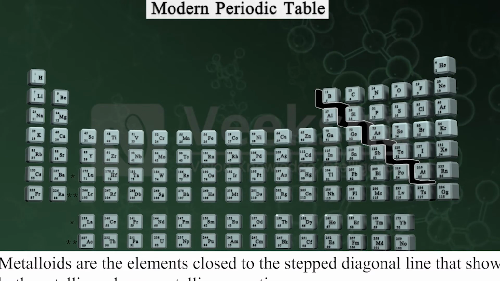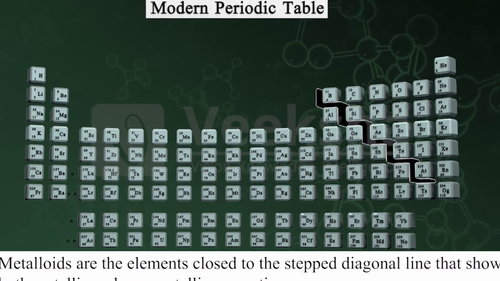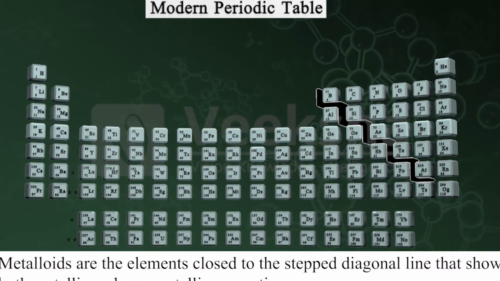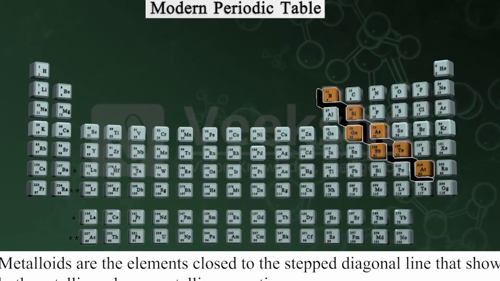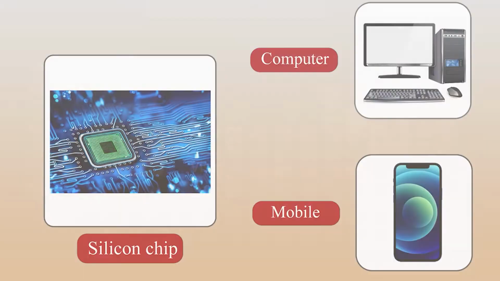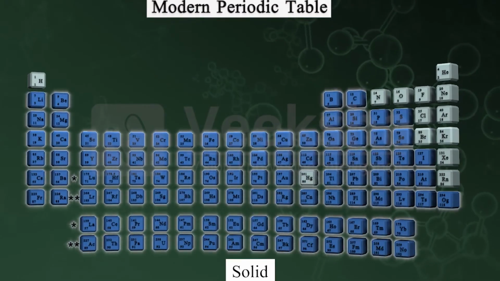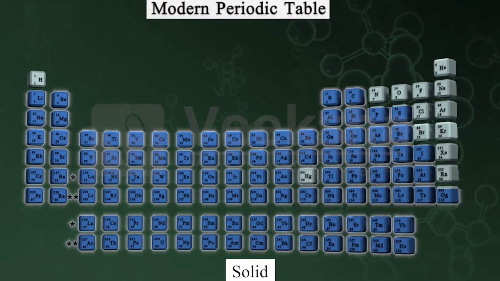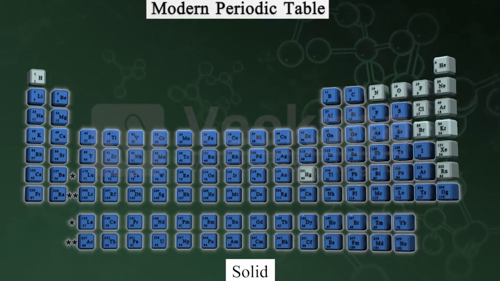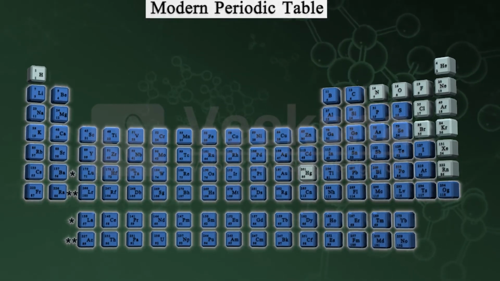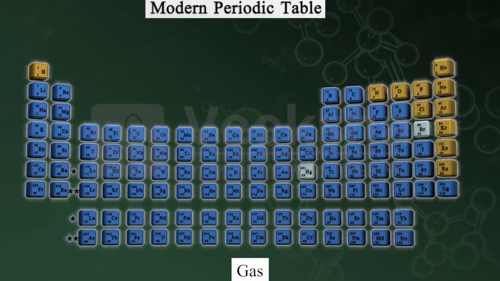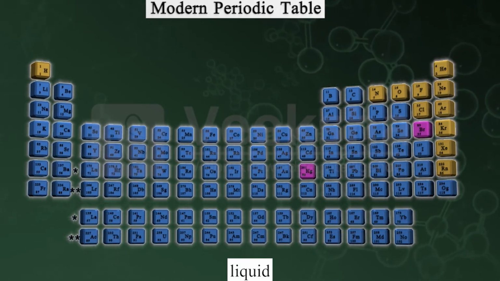Metalloids are the elements close to the stepped diagonal line that show both metallic and non-metallic properties, which are shaded in brown color. Some metalloids, such as silicon and germanium, are semiconductors and are used in computers and smartphones. The elements that are solid at standard temperature and pressure are shown in blue, whereas those that are gases are in orange and liquids are in pink.